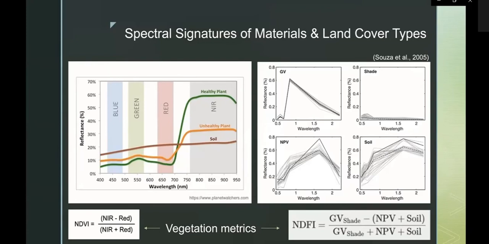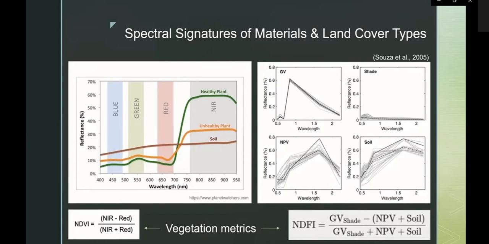We are taking a step further than that and calculating a metric called NDFI, or the Normalized Difference Fraction Index, which is used to monitor disturbances in the forest canopy. How this is done is described in Souza et al.'s 2005 paper. The spectral patterns reflected by several different land covers are observed, and an average reflectance signature is calculated.